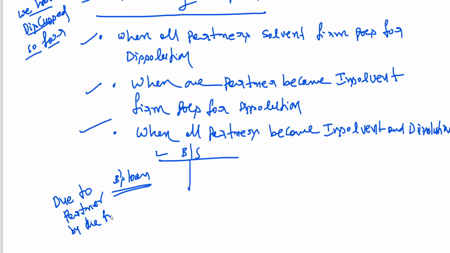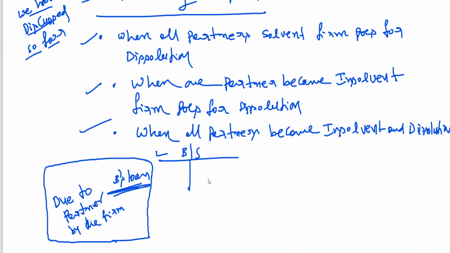I think somewhere I was watching that recording. It's like a slip of the tongue. First time I explained it while writing, somewhere I missed a point. So this is what you should understand. Due to partner by the firm. That means the firm has taken a loan from the partner. Due to partner by the firm.